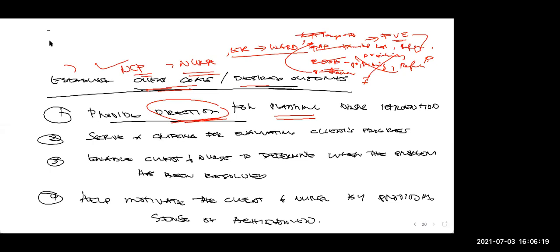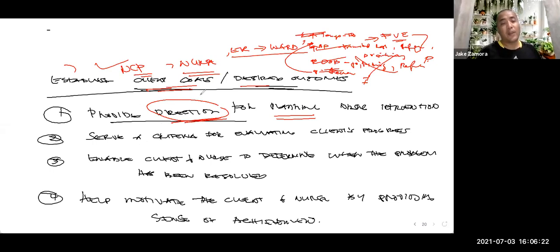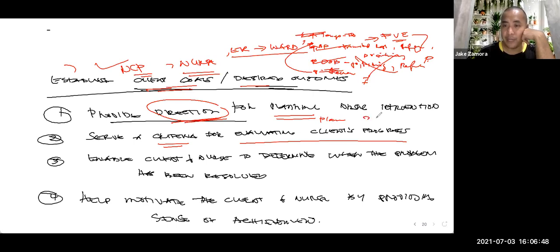Okay, the next thing is that when you create a client goals or desired outcome, it serves as a criteria for evaluating the client's health progress. Okay, bakit? When you create a plan or desired outcome, meron tayong rule dyan, diba? When you create your plan of care, it should be SMART. So specific, measurable, attainable, realistic, and time-bounded. So it will give you a way to measure or evaluate if there is client's progress or not.